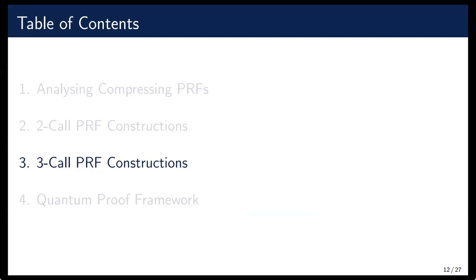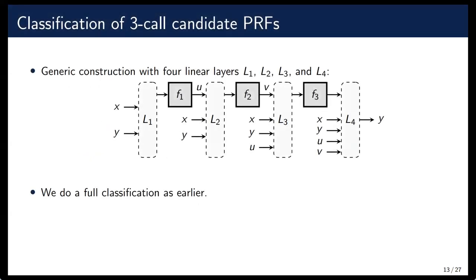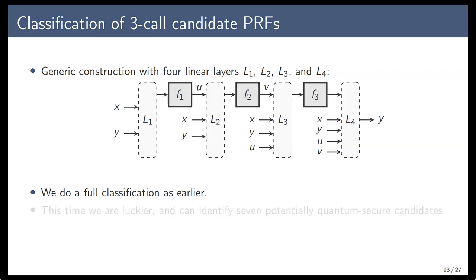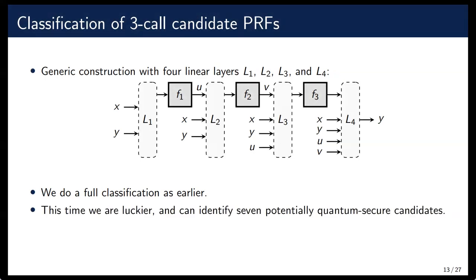So what about three-call constructions? Again, a three-call construction involves another linear layer and, before that, another call to a function. In our paper, we do a full classification; we won't show all the constructions here. But this time, we're luckier. We can identify seven potentially quantum-secure candidates. And in our work, we prove the quantum security of them.